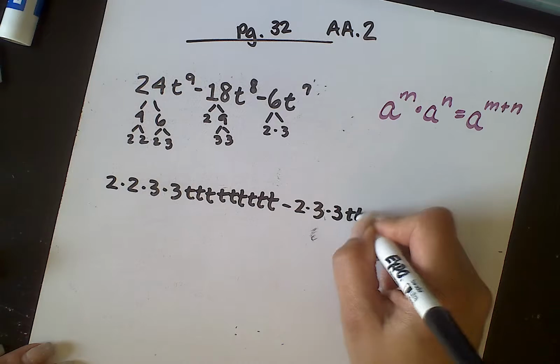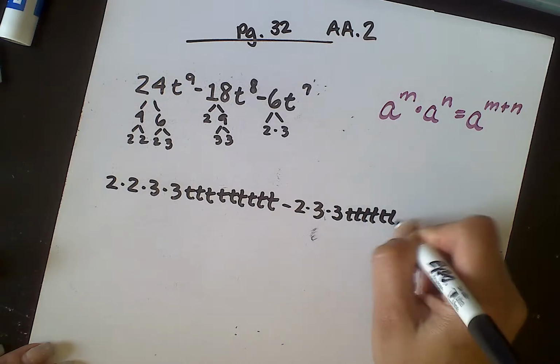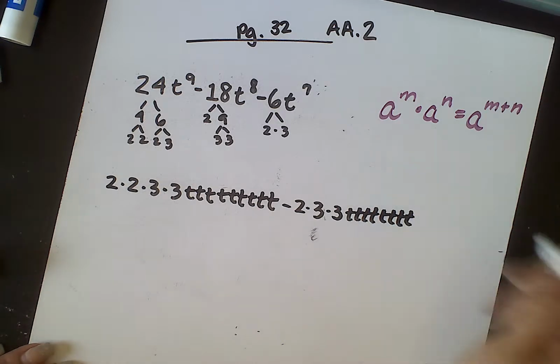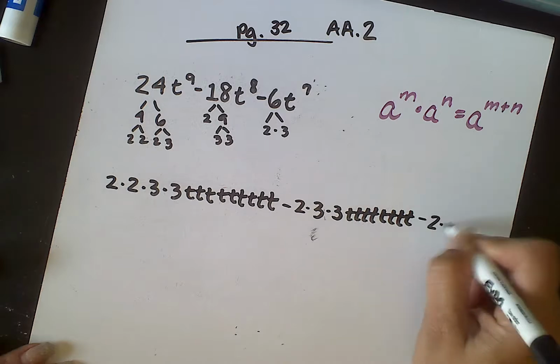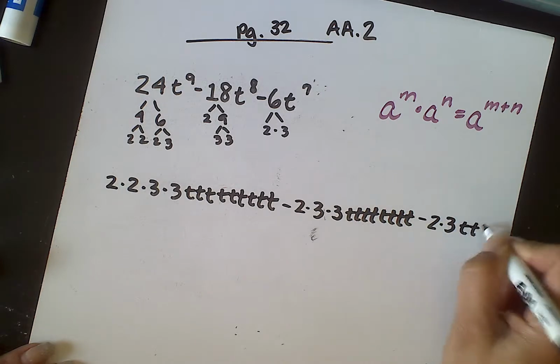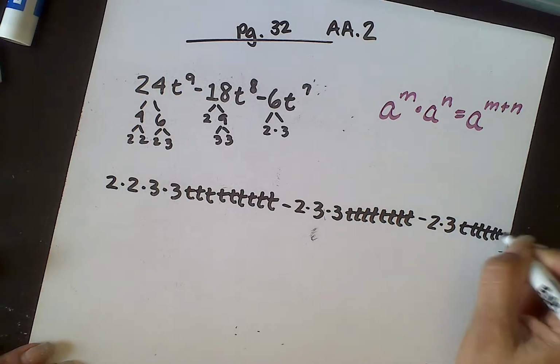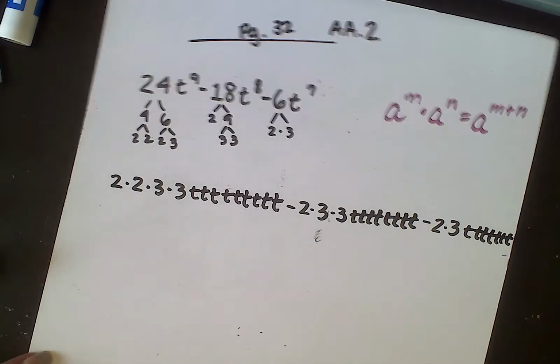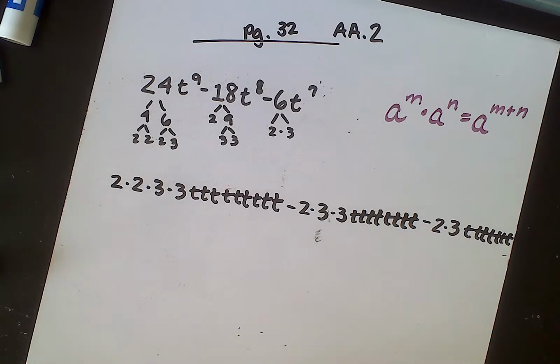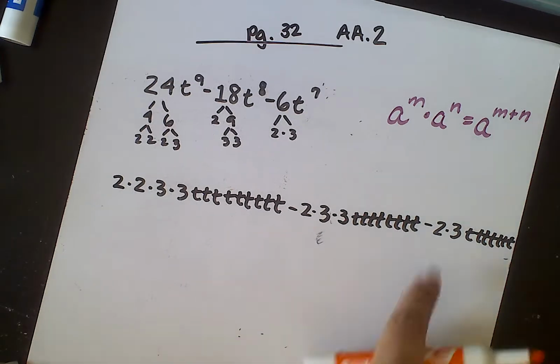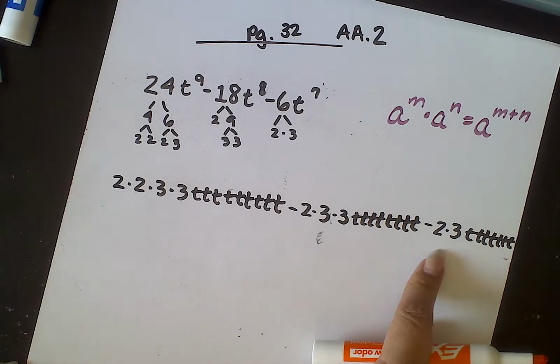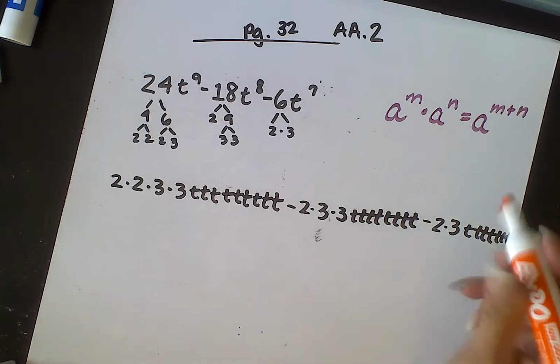then t eight times, and then minus 2 times 3 and t seven times. Barely made it fit. Okay. Now, what is their GCF? So I'm going to go to my smallest number, because my smallest number is going to tell me what my GCF is.